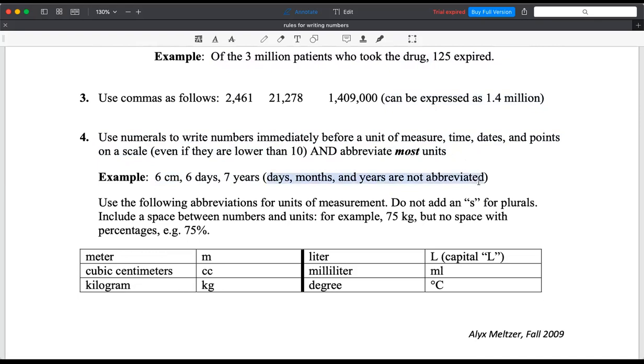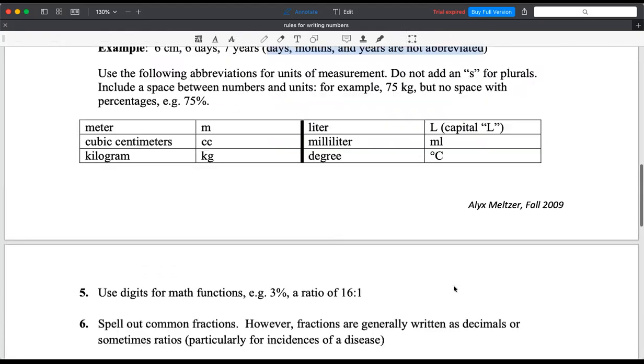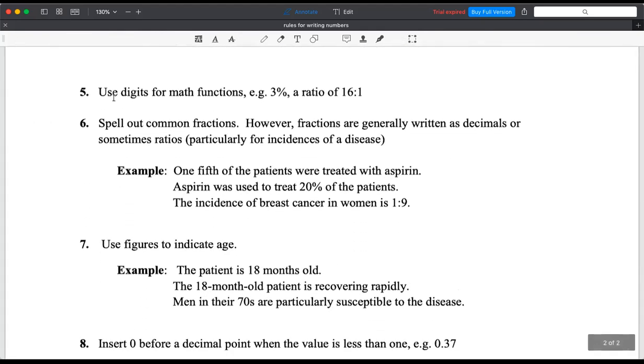Remember that days, months, and years are not abbreviated. I never use an acronym. Days are spelled D-A-Y-S, and months and years are the same. The abbreviations for some specific units of measurement are given below. Meter is m, cubic centimeter is cc, kilogram is kg, liter is a capital L, milliliter is ml, and degree centigrade is °C. We use digits for math functions. For example, 3%, a ratio of 16:1.